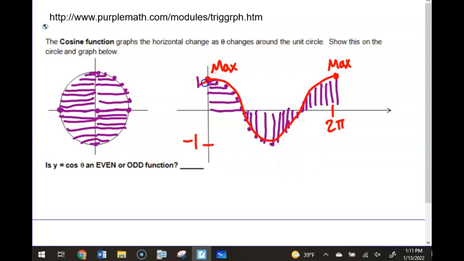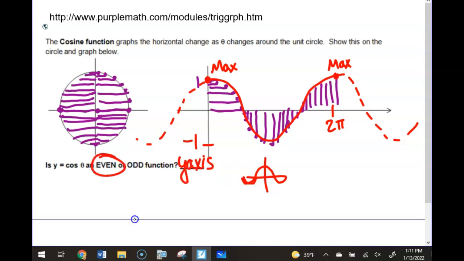Now, it does continue infinitely. It will repeat this pattern. So if I look at just the little chunk right here, oh, my graph is not good at all, but what kind of symmetry does that have? Y-axis symmetry, which makes it an even function. All right, I spent way too much time doing that.